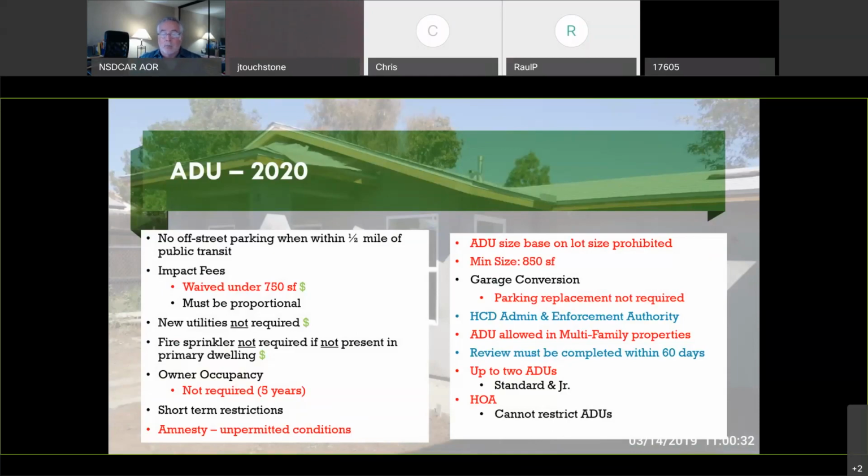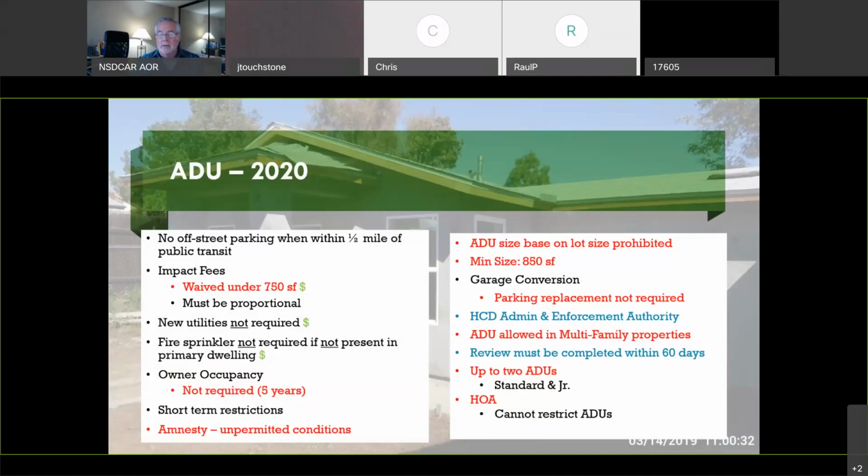Garage conversion. So here's one where, if you did a garage conversion, the garage spaces that you were displacing had to be accommodated on the lot. That went away. So you're no longer having to worry about accommodating off-street parking when you do a garage conversion. I mean, these are really pretty significant, formidable changes.